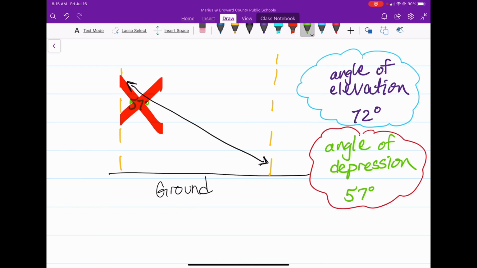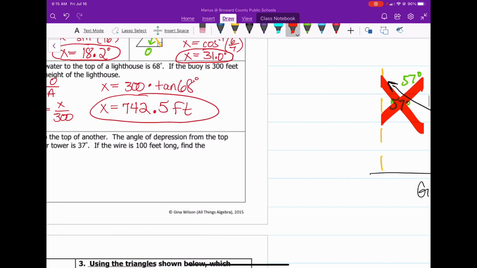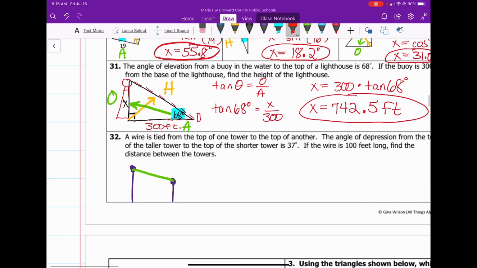The angle of depression has to be on the top part of the line. Angle of elevation has to be underneath the line. For example, angle of elevation couldn't be right there, okay? So this angle of elevation would be wrong, all right? So just want to take time to make sure we're clear on that. So let's go back over to our diagram.